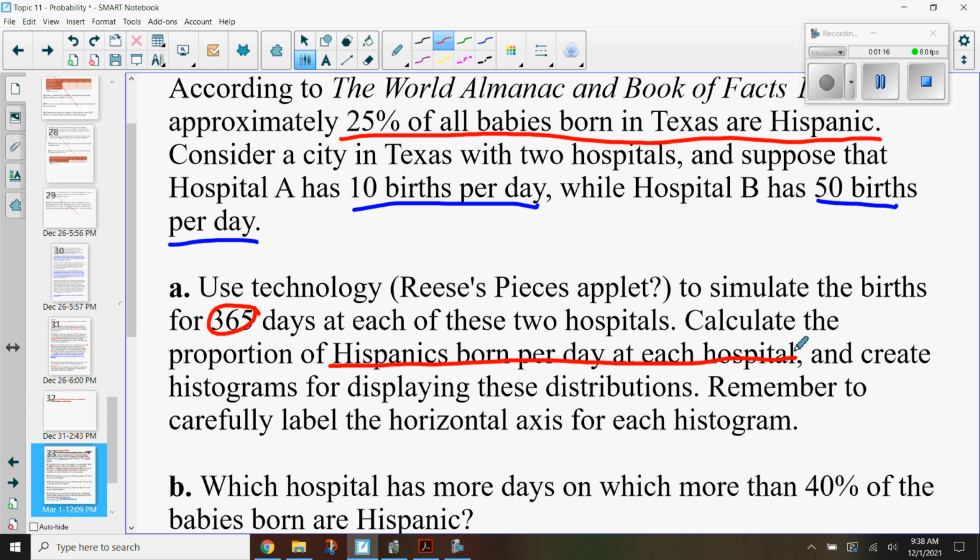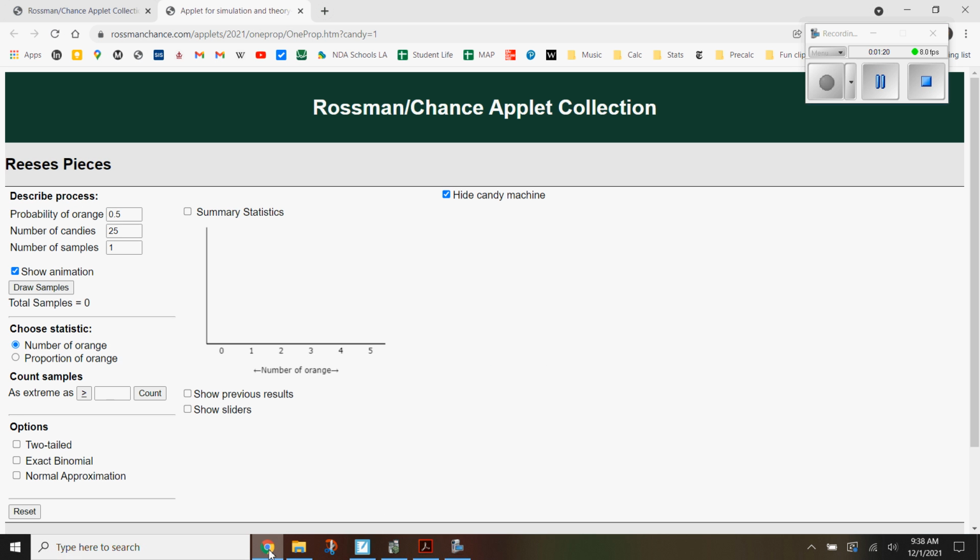So let's take a look at how we're going to do that on a simulation. This simulation isn't exactly for Hispanic births in Texas. It's actually called the Reese's Pieces simulation, but it works about the same. We have a process here, and we have a probability of orange. Well, we're going to change that to the probability of Hispanic, and we're going to make that 0.25.